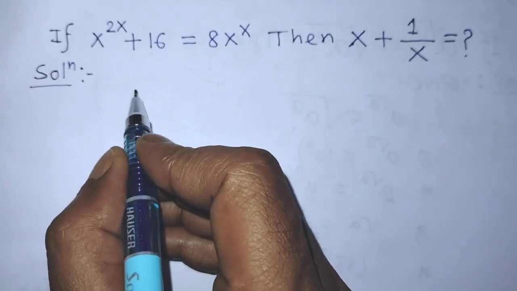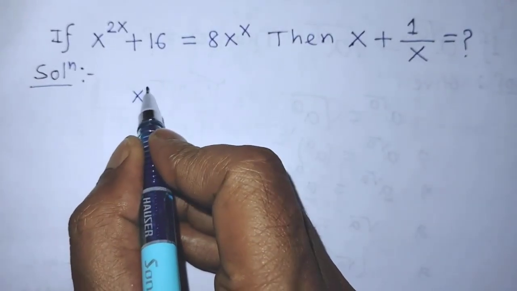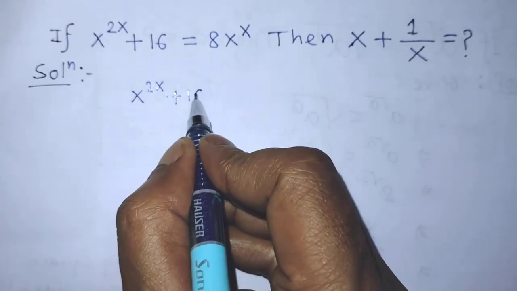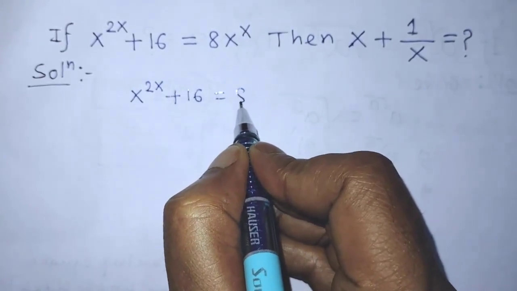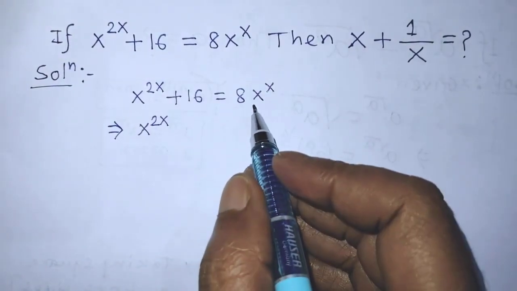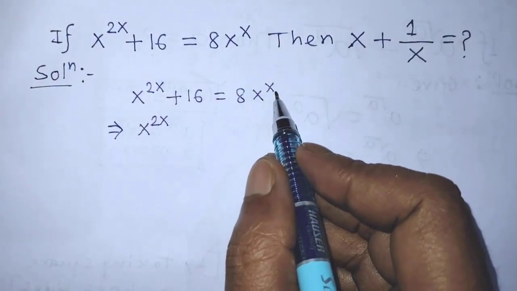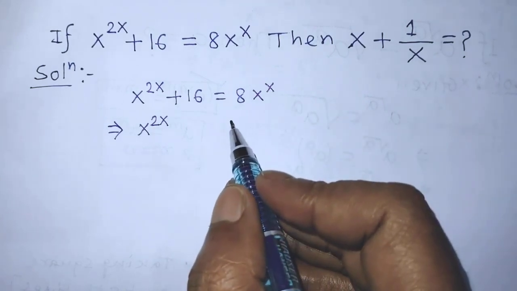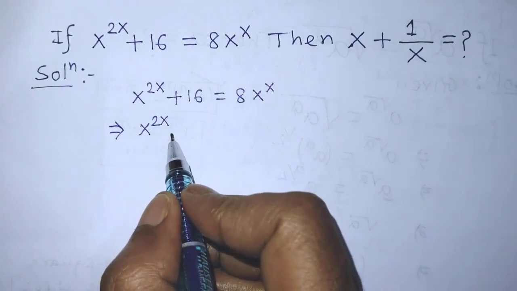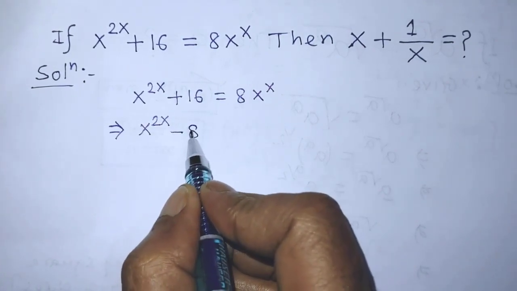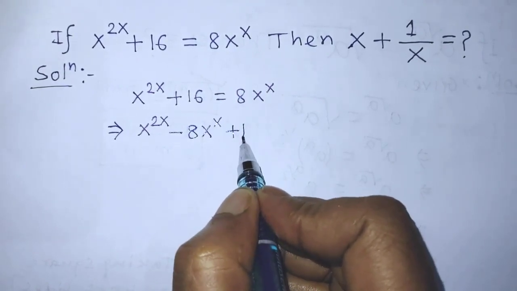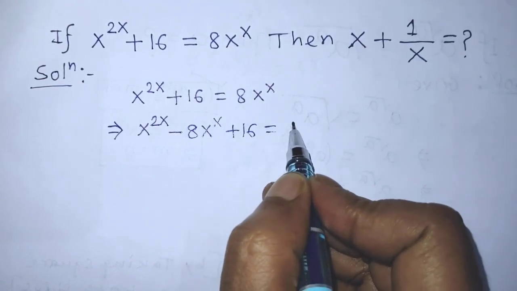Our given algebraic equation is x to the power 2x plus 16 is equal to 8 times x to the power x. So student, now we can transpose 8 times x to the power x from the right hand side to the left hand side. Then the left hand side will become x to the power 2x minus 8 times x to the power x plus 16 is equal to 0.